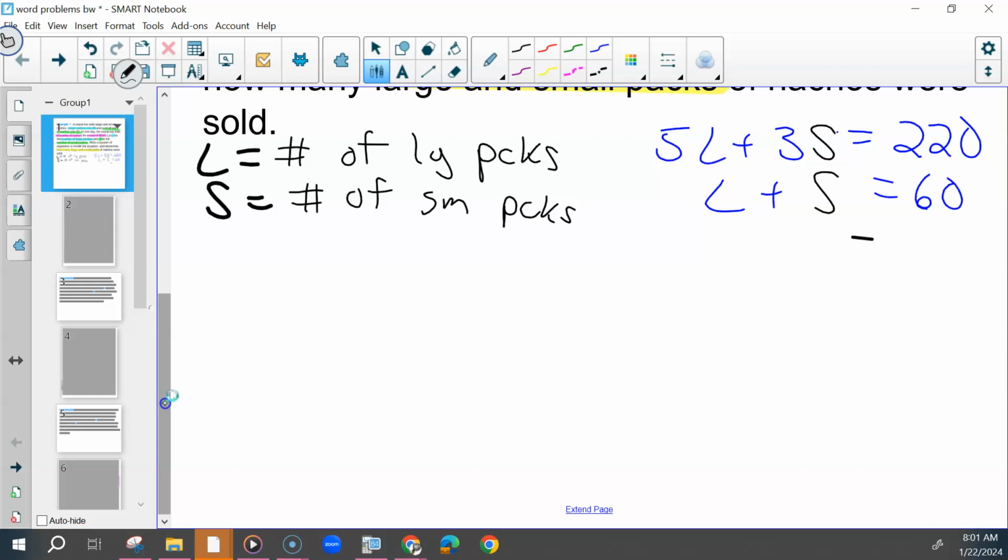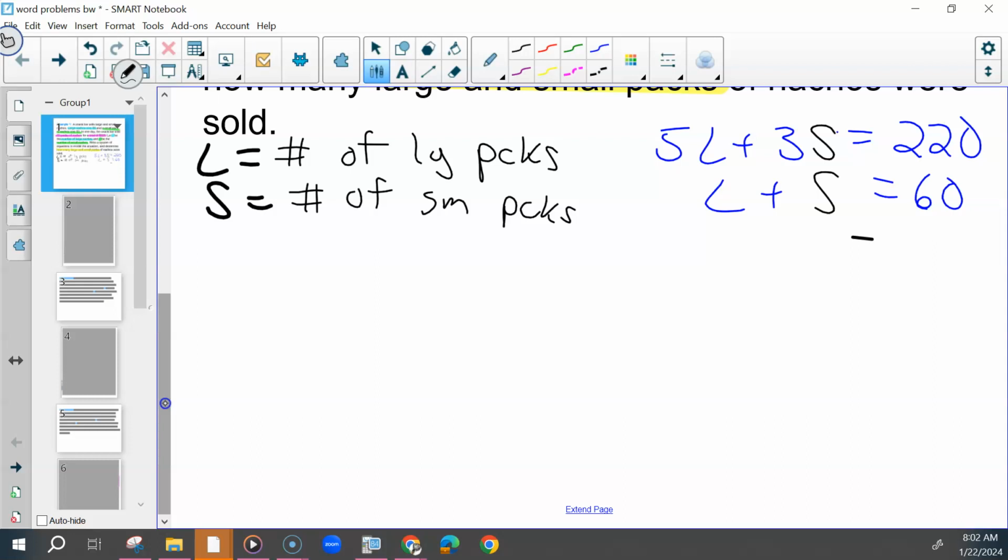Once you have your 2 equations, then you can pick which of the methods you want to use to solve. I will say on the quiz, on the test, you will only be using substitution or elimination, but while you're practicing, you can be using graphing. Also remember that graphing, just the graphing part in general, will be no calculator. Which method do we want to use to solve this? Graphing, substitution, elimination.